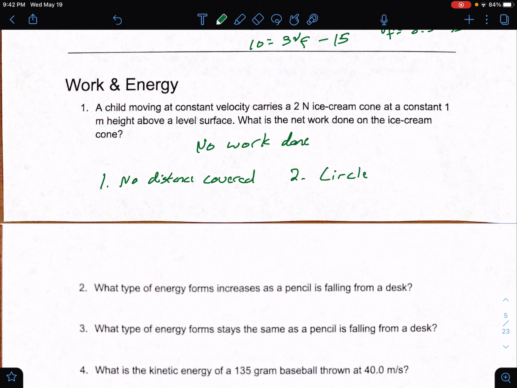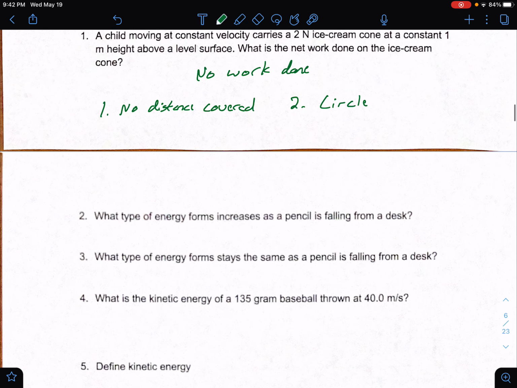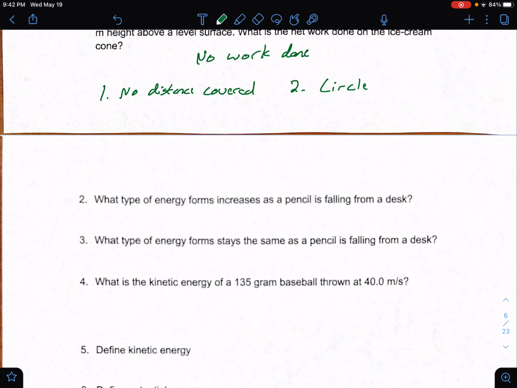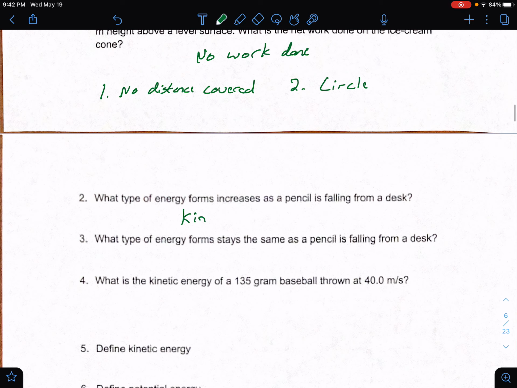Number 2, what type of energy increases as a pencil is falling from a desk? Okay, this is going to be kinetic energy. So kinetic deals with velocity. So as you're falling, your velocity is going up.